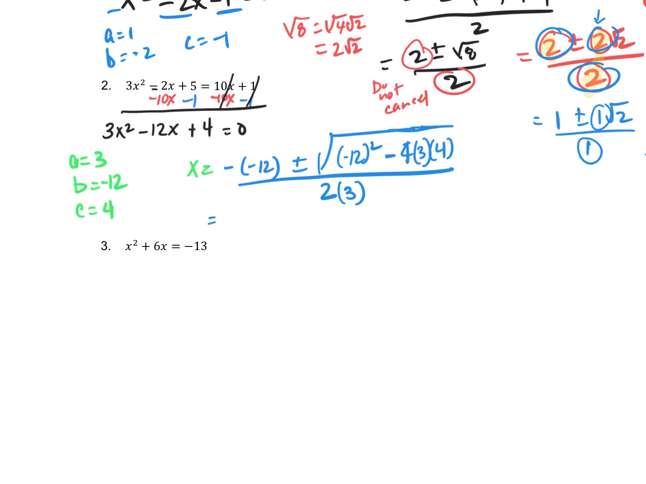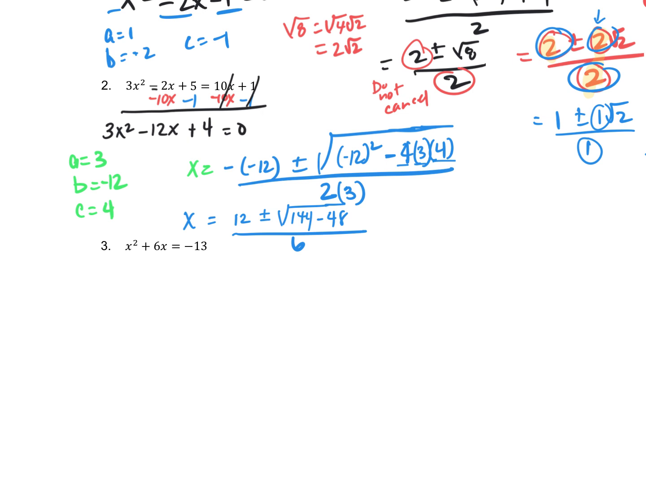Okay, so now let's clean all this up by putting everything together. So underneath here, I have a 12 plus or minus the square root of 12 squared, which is 144. And then 4 times 3 is 12, 12 times 4 is 48, and it's a minus 48. All over 2 times 3 is 6. Okay, so this is an x equals. Sorry, over here in our solution, remember, these are x equals.